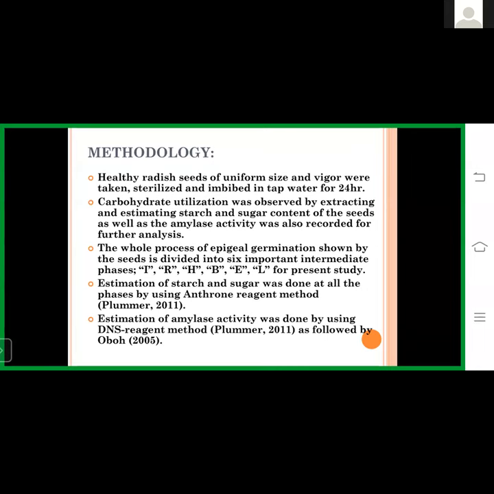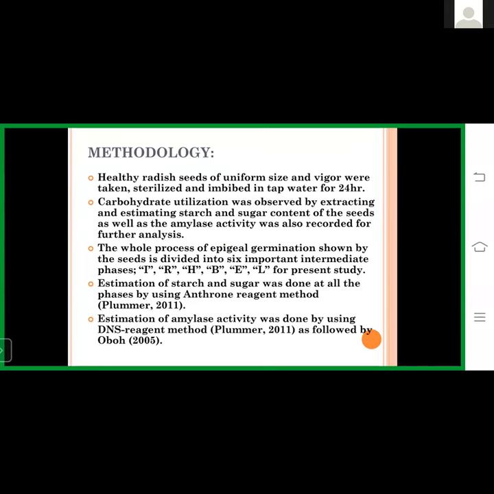Coming to the methodology, we have taken healthy radish seeds of uniform size and vigor, sterilized and imbibed in normal tap water for 24 hours. Carbohydrate utilization was observed by extracting and estimating the starch and sugar content of the cotyledons only, and the amylase activity was also recorded for further analysis.